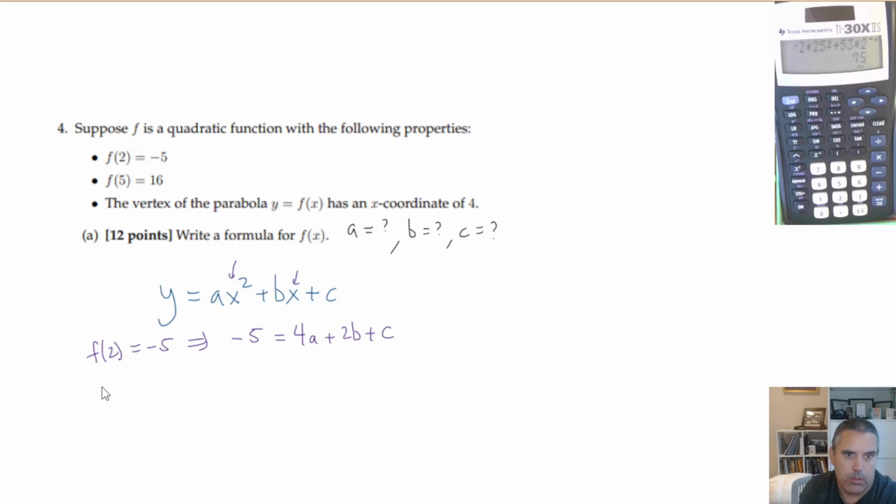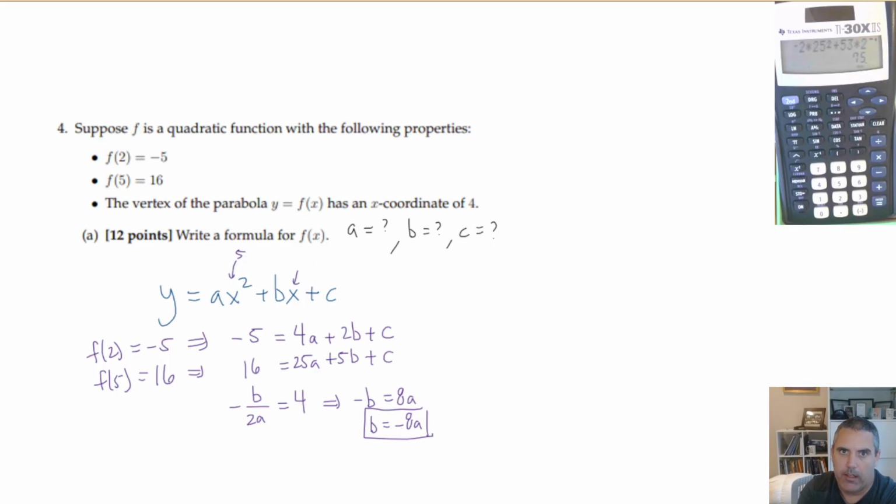Let's write down the next one. When you plug in a 5, you get a 16. When you plug in a 5, that's going to be 25a. How did I get 25? I plugged a 5 here and squared it. And then I'm going to have 5b plus c. And there's a third fact that the vertex has an x-coordinate of 4. That means that negative b over 2a is equal to 4. That in particular means that negative b is equal to 8a, or b is equal to negative 8a.